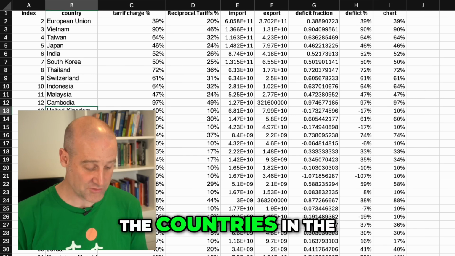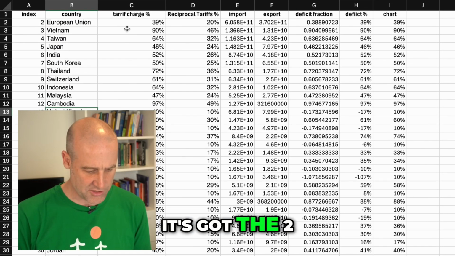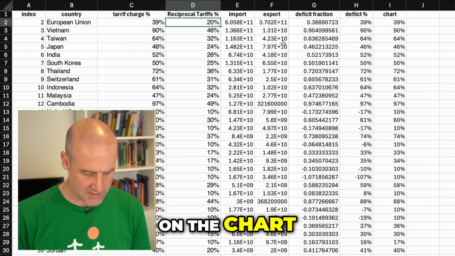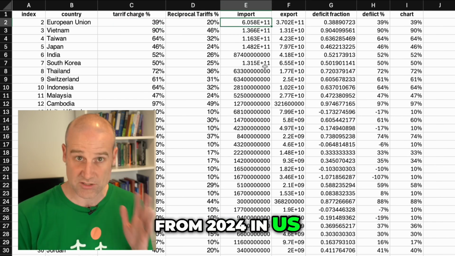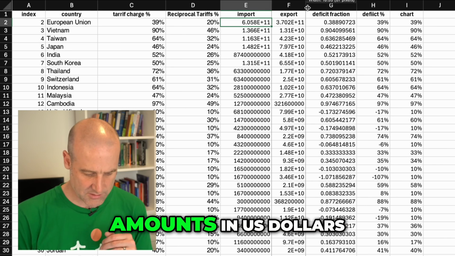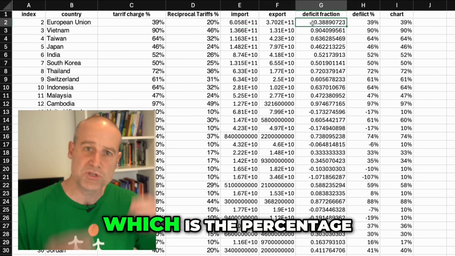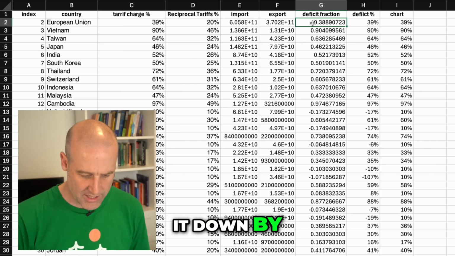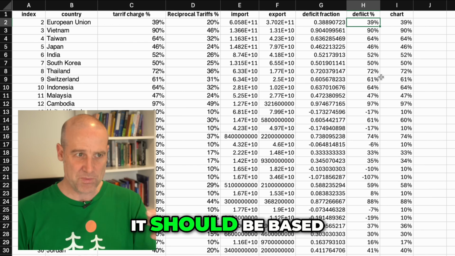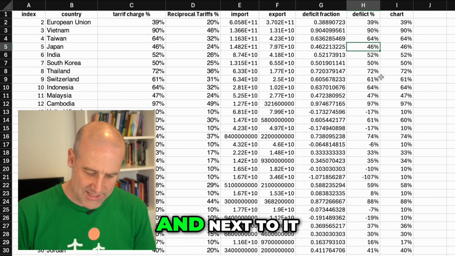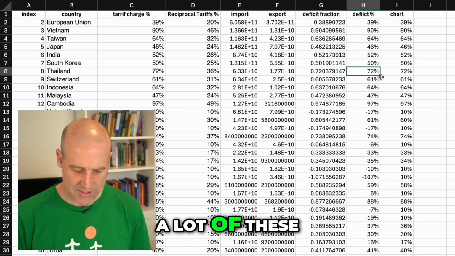This has got all the countries in the order they appear on those printed out charts. It's got the 2 numbers that were printed on the chart. I then over here have the import amounts from 2024 in US dollars and the export amounts in US dollars. I can then work out the deficit fraction, which is the percentage we need to get it down by. And over here, I've then predicted what it should be based on their formula, and next to it is what's actually on the page. And if you have a look, a lot of these are very similar.